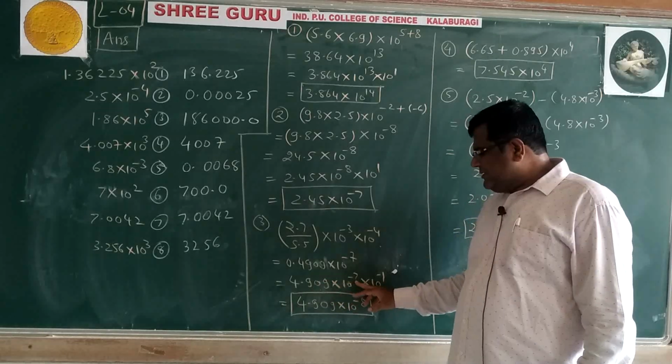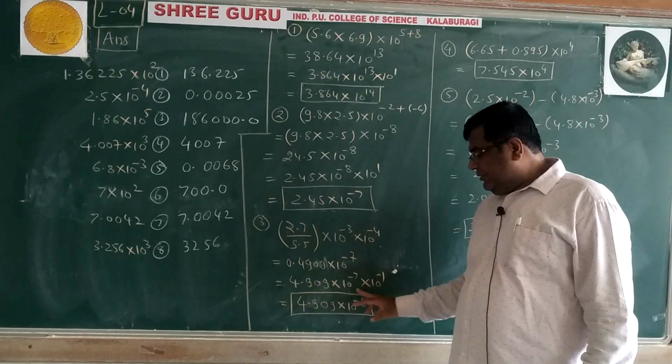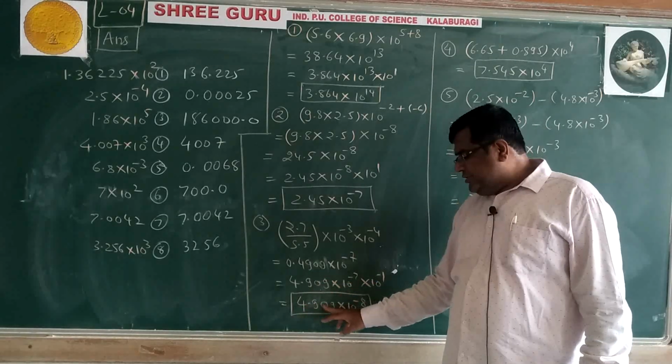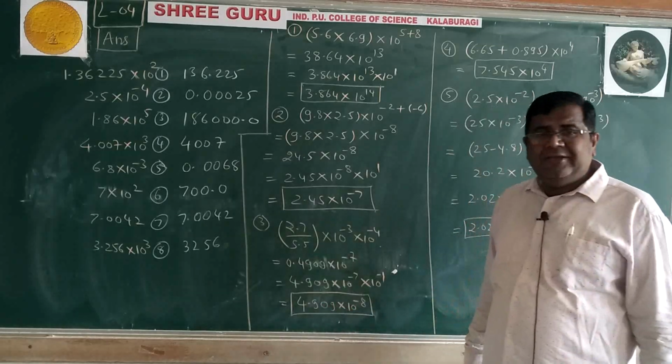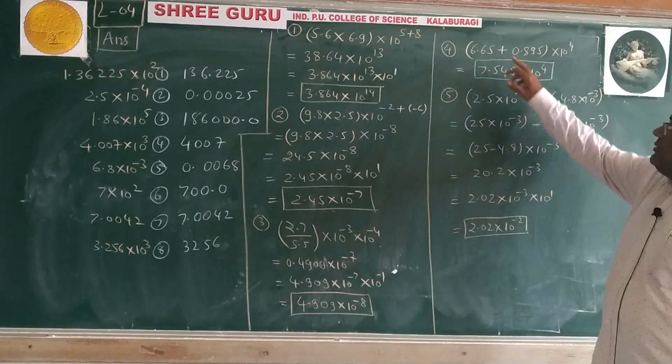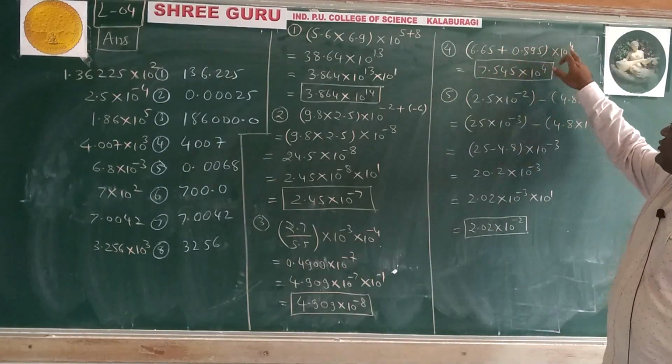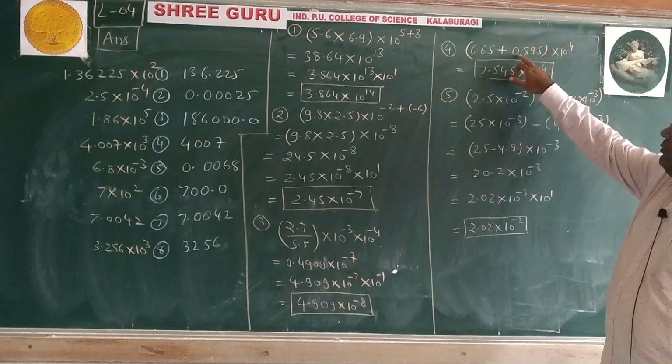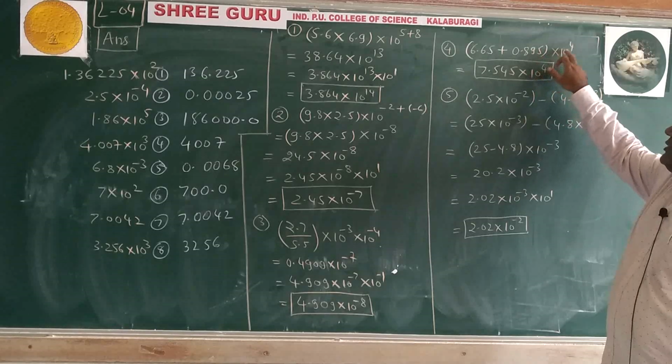4.909 into 10 raised to minus 7 into 10 raised to minus 1. It happens to be 4.909 into 10 raised to minus 8. Then 6.65 into 10 raised to plus 4 plus 0.895 into 10 raised to plus 4.